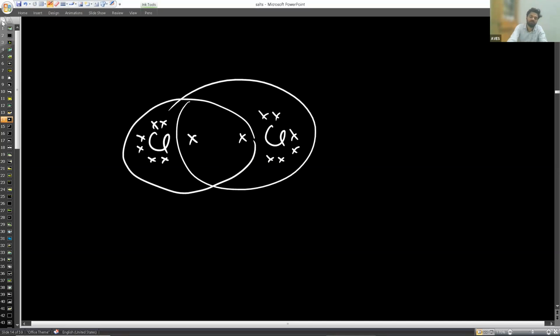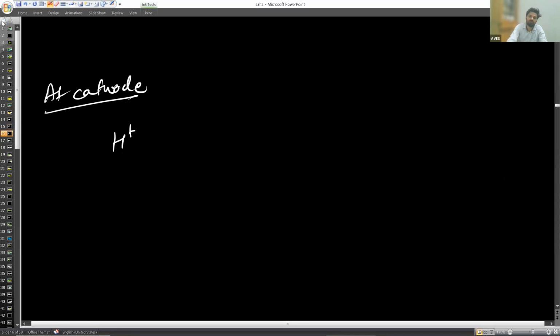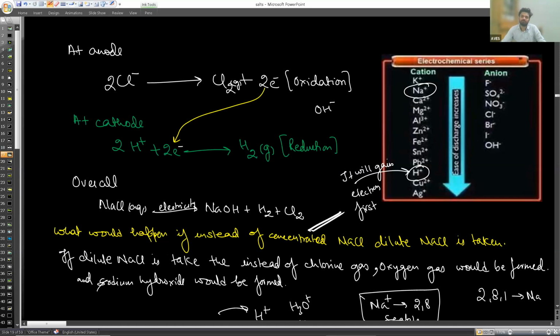So note it down here. We always have to take a concentrated solution for this one. If we take the dilute solution, then instead of chlorine gas, oxygen gas will be produced. Okay.